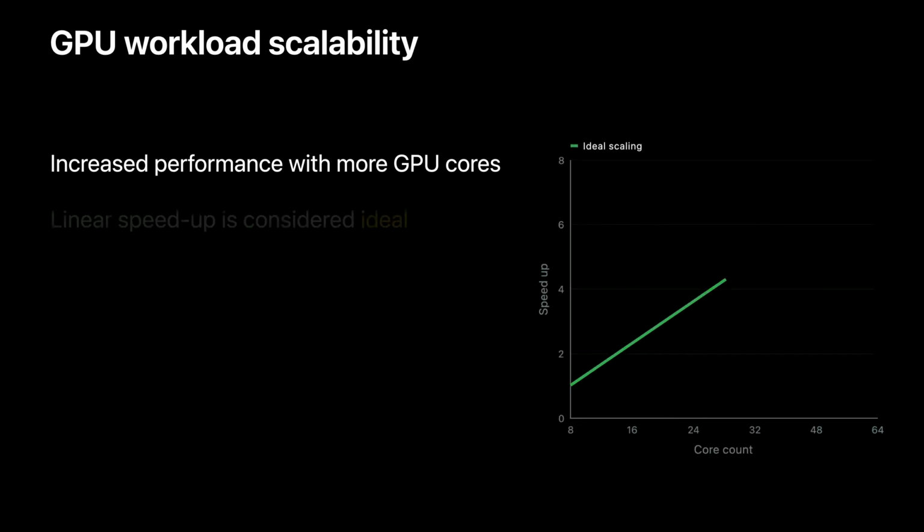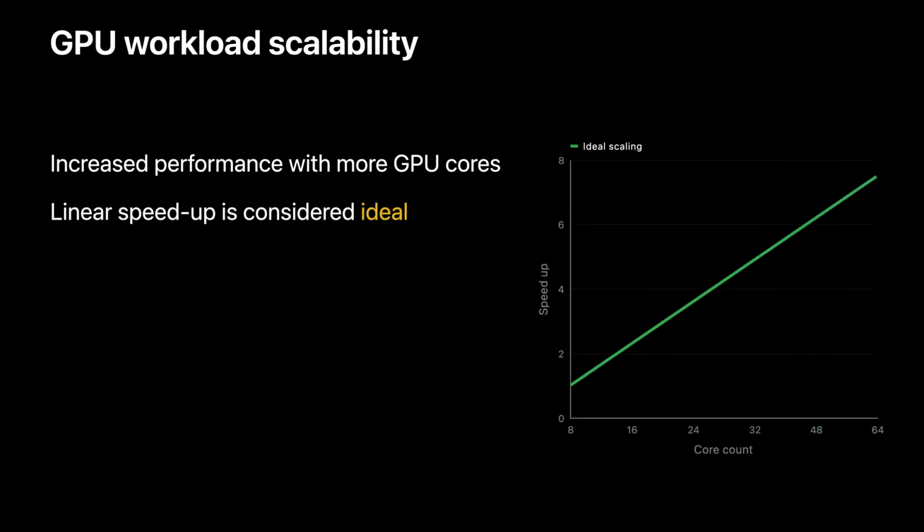Let's define what scalability really means and how you can achieve ideal scaling. GPU workload scalability is the capacity to improve performance with an increased number of GPU cores. The chart on the right shows application speed up with an increase in GPU cores count. Linear proportional improvement is considered ideal.